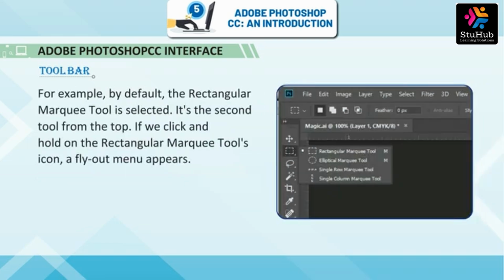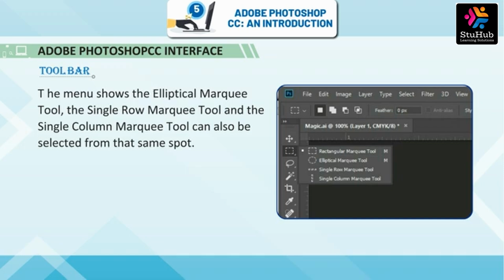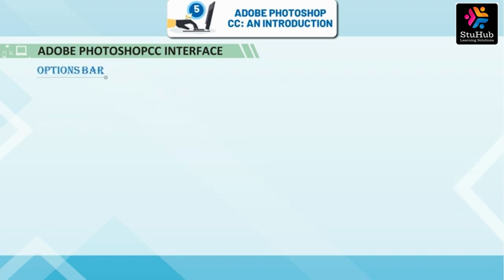For example, by default, the rectangular marquee tool is selected. It is the second tool from the top. If we click and hold on the rectangular marquee tool's icon, a fly out menu appears. The menu shows the elliptical marquee tool. The single row marquee tool and the single column marquee tool can also be selected from that same spot.